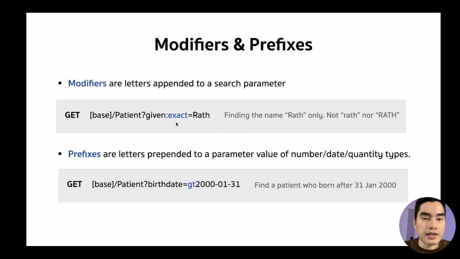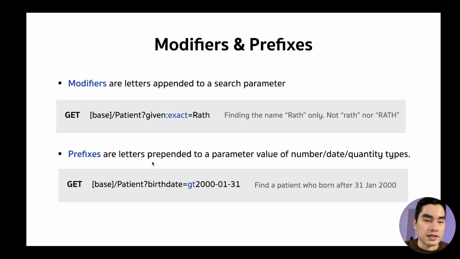If you put it exact like this, it will find the name RAD exactly, case sensitive. Not rad, no. Because if you remember, the string search is not case sensitive, it's case insensitive, right? But if you put it like this, it has to be exactly like this. This is how modifiers work.